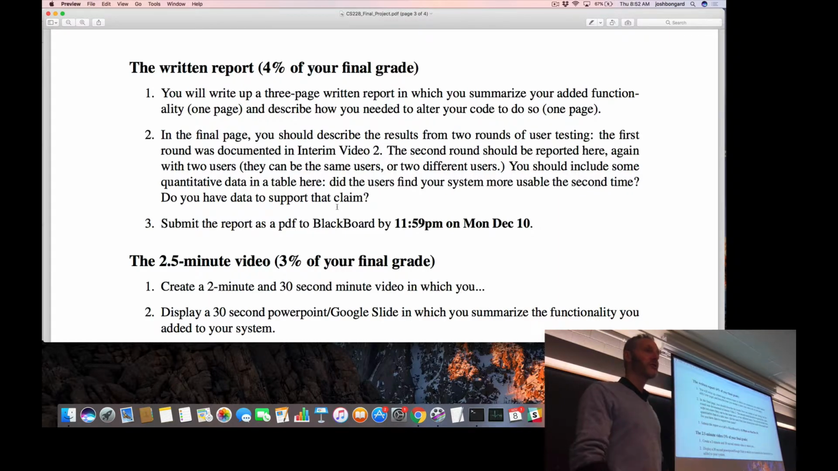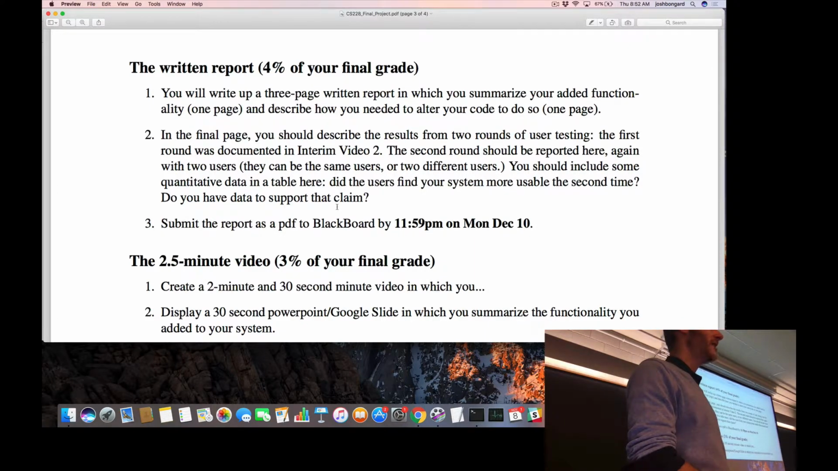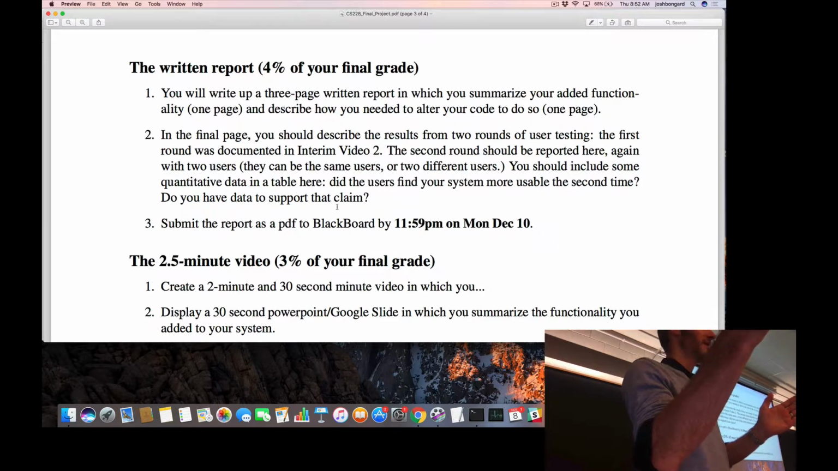So we're not doing surveys here. You're not asking your user how usable was it, how much fun was it to learn with the system. We're trying to do a little bit of quantitative analysis. It doesn't have to be much. Even if you get a negative result, it was just as hard for users after you made the improvement than before, that's fine, as long as you have data backing up the fact that your users did not find it more usable the next time around.